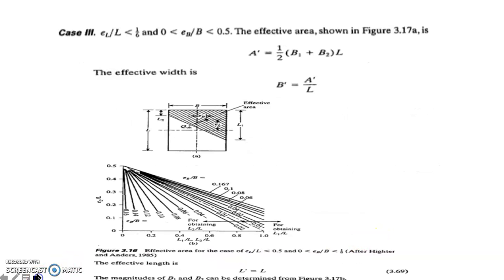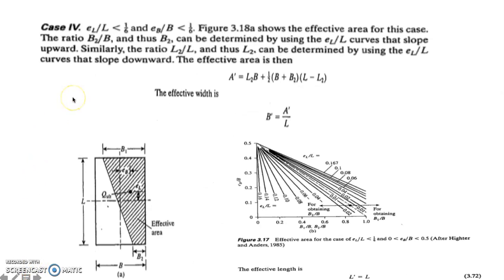For case 3, E sub L over L is less than 1/6, and E sub B over B is greater than 0 but less than 0.5. So our effective area is given by this expression. You have to take note, this is the position for our effective area.